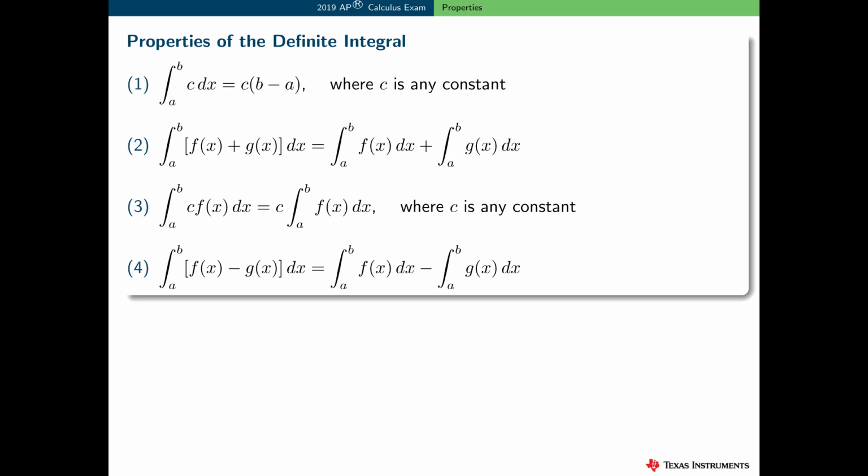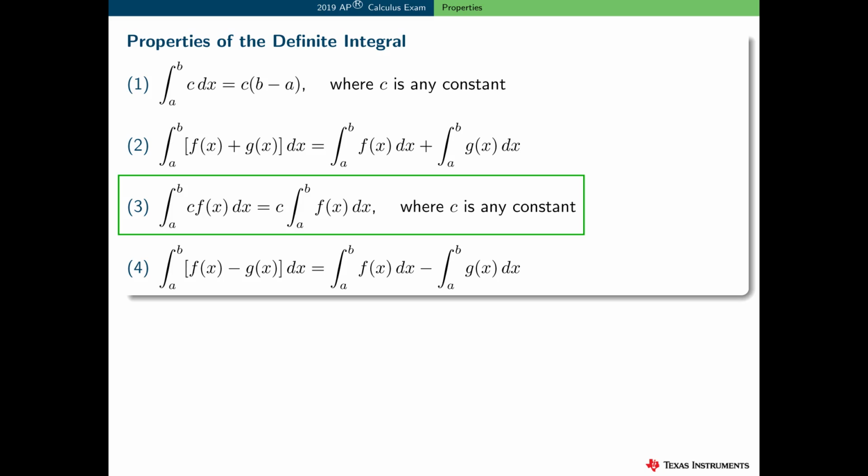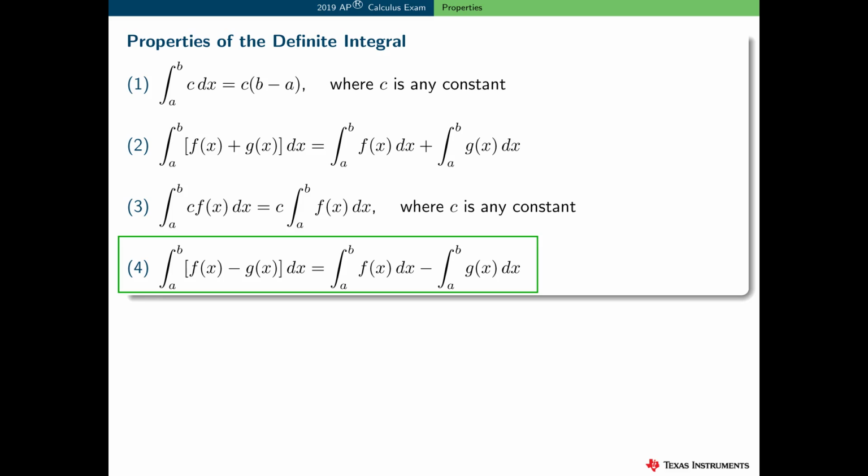So finally, here are some properties of the definite integral. The definite integral of a constant c from a to b is c times the difference b minus a. The definite integral of f plus g is the definite integral of f plus the definite integral of g. If c is any constant, then the definite integral of c times f of x is c times the definite integral of f of x. And the definite integral of f minus g is the definite integral of f minus the definite integral of g.